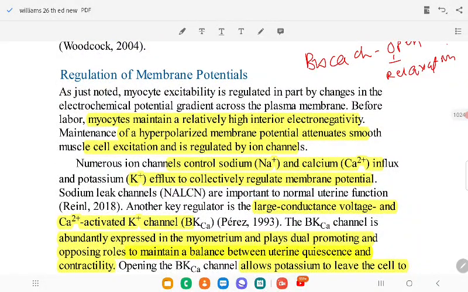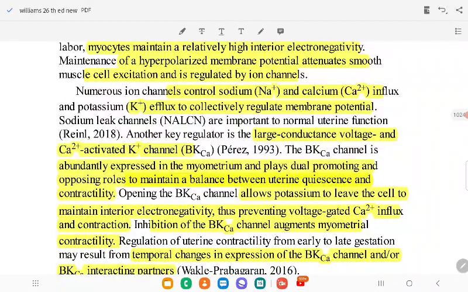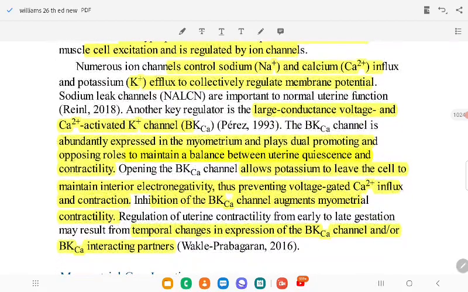The myocyte maintains a relatively higher interior electronegativity, a hyperpolarized membrane potential, which maintains smooth muscle relaxation. If you maintain the membrane in hyperpolarization, that is, the interior electronegativity, it will keep the uterine smooth muscle cell in the relaxation phase. Numerous ion-gated channels exist, like sodium channels, calcium channels, and potassium channels, including the large conductance voltage and calcium activated potassium channel. This BKCa channel is abundantly expressed in the myometrium. They play a dual promoting and opposing role in maintaining the balance between uterine quiescence and contractility. How does this maintain the electronegativity?